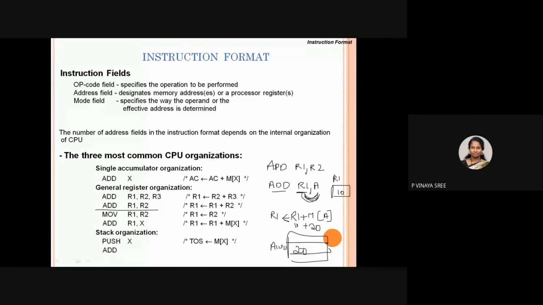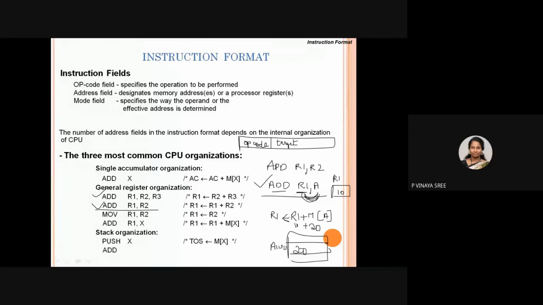Now in this case I want an answer. How many addresses will be available? I completed the first one; in the second one, which I have considered as an example, how many addresses will be available? Can anyone answer? Two addresses, ma'am. Yes, two addresses. So this will be called the two address instruction format.